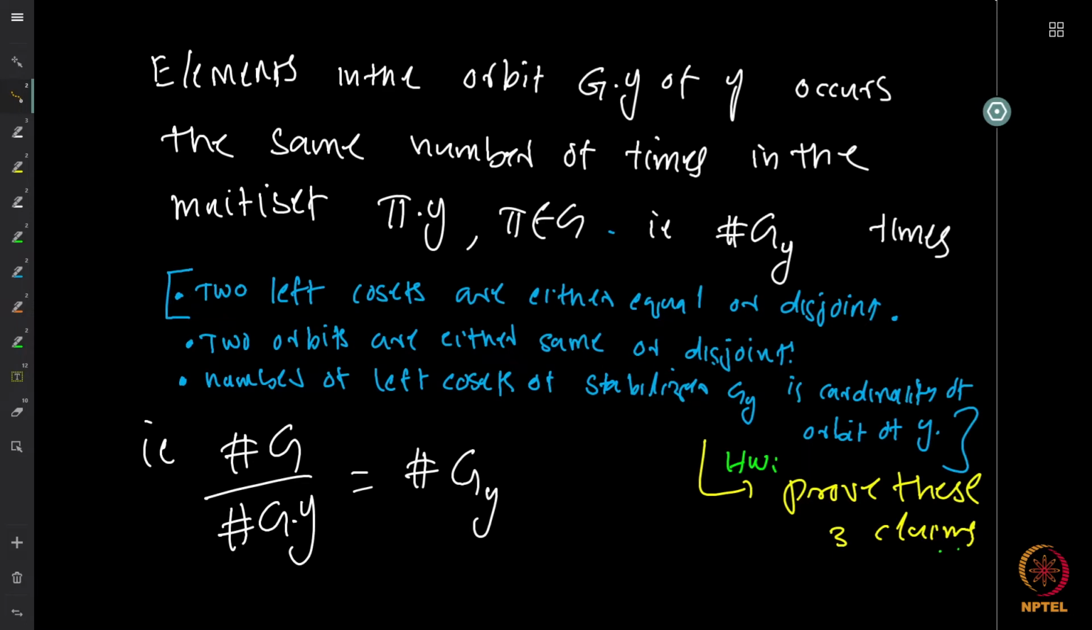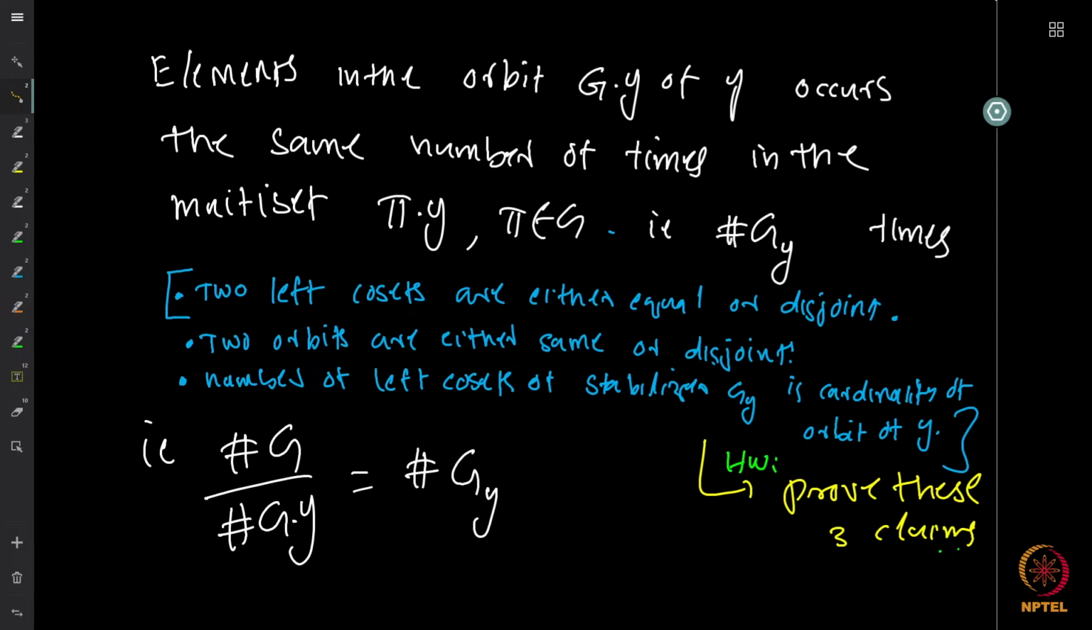So what are basically the orbits? If I take an element and look at all the other elements to which this element is mapped by elements of G, this forms the orbit of y. Right? So therefore, it makes sense to denote it by Gy or G dot y.